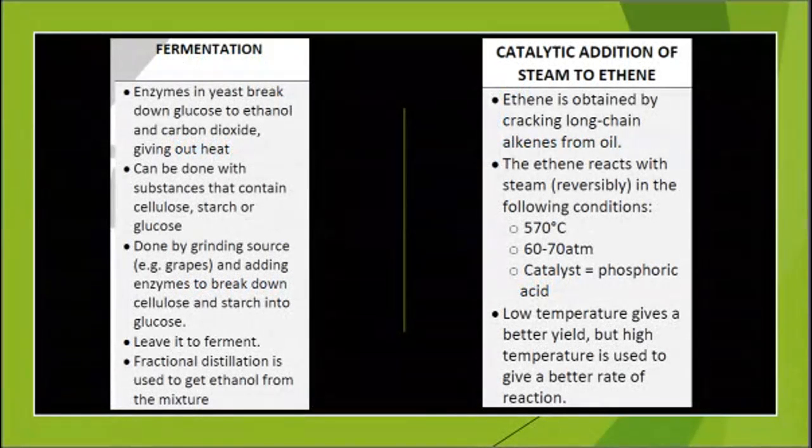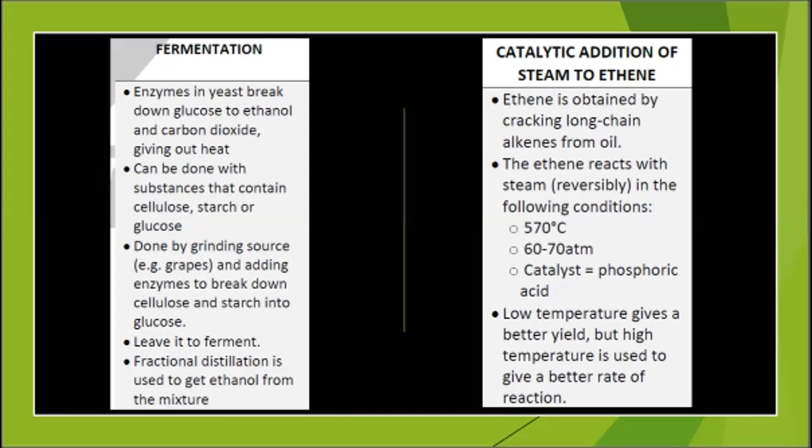All right. Now the next thing, how can we get alcohol? By fermentation or by catalytic addition of steam to ethene, right? With fermentation, of course, many of you, I don't know if some of you all know, like your granny or your grandmother, who might be into making wine from fruits and stuff like that. And what they would do is they would leave it to ferment. Now, how does it work? They take enzymes in yeast to break down glucose to ethanol and carbon dioxide, giving out heat.